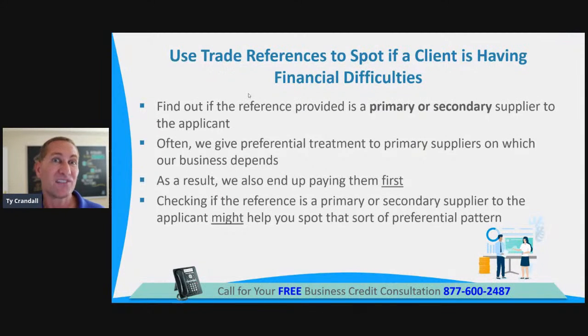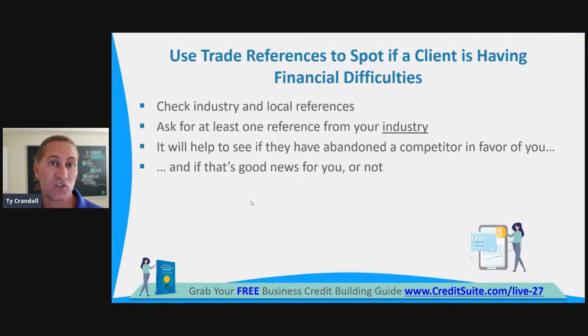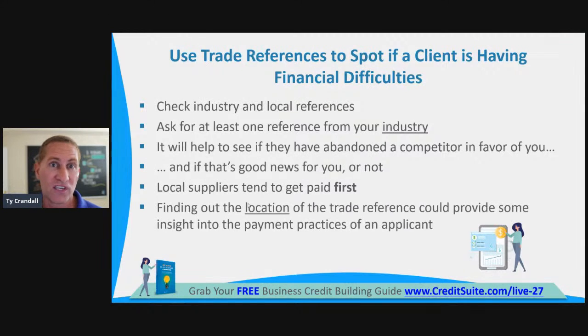Because if they're paying their secondary suppliers on time, then you know they're probably paying a lot of their bills on time. But if they're all primary suppliers, then it begs the question, are they paying secondary suppliers on time? So it's just a little something to consider if you see trade references on one of your clients' credit reports and you're using that credit report to determine if you should issue them credit or not.